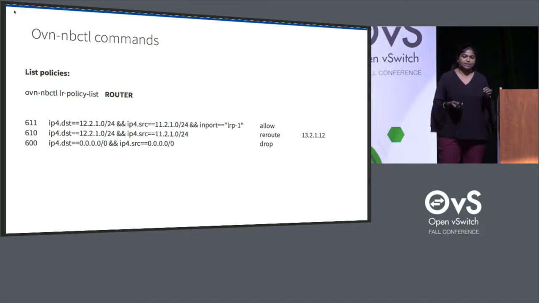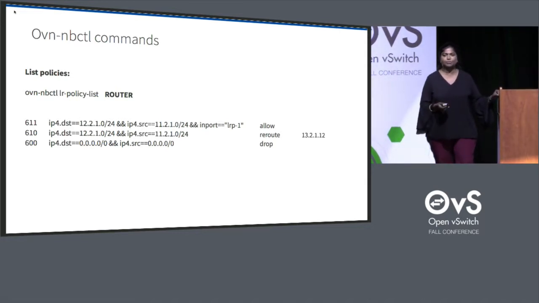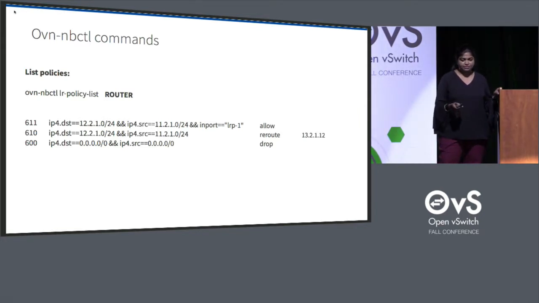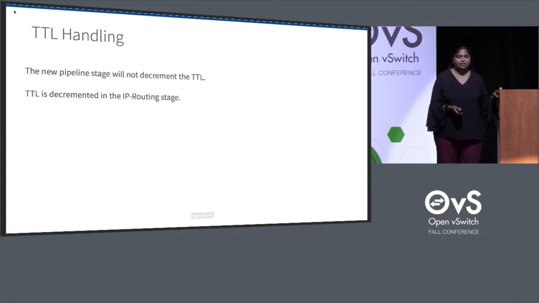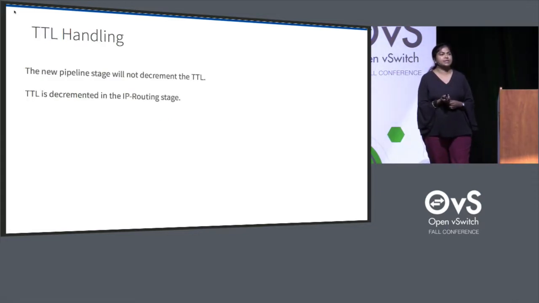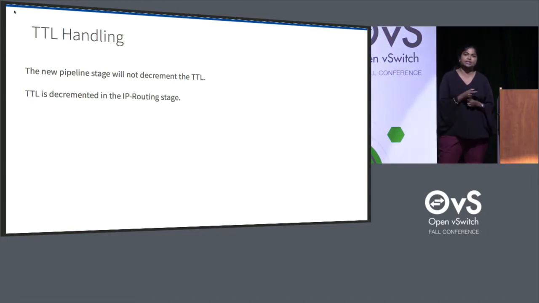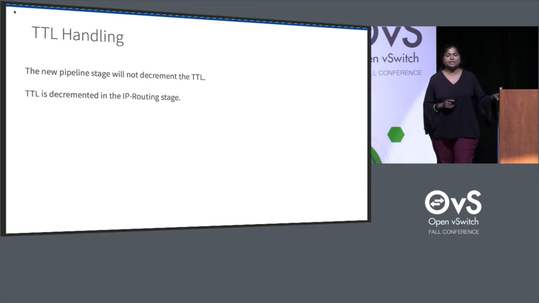The command to list the policies is LR policy list, and it takes router as a parameter. Here is the sample output of the command. The new pipeline stage does not decrement TTL, because TTL is already decremented in the IP routing stage. We don't need to worry about decrementing it again.